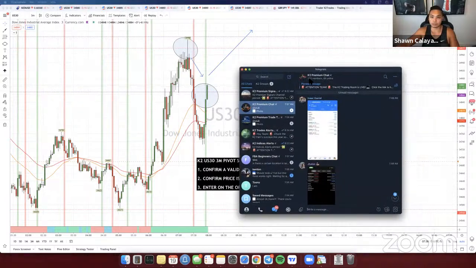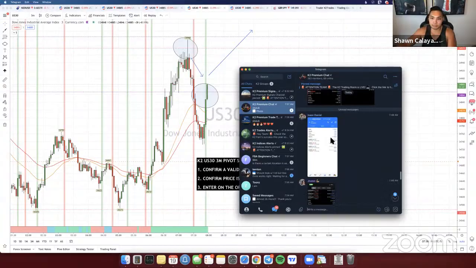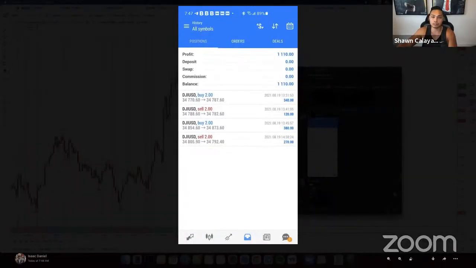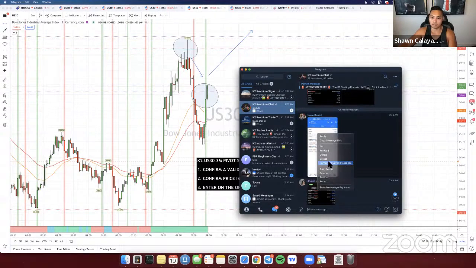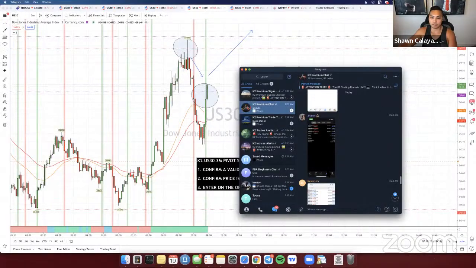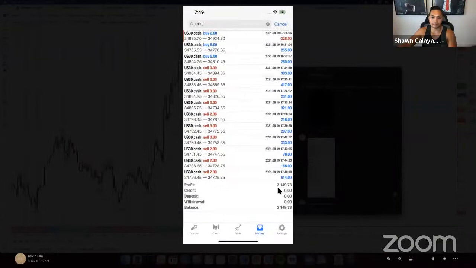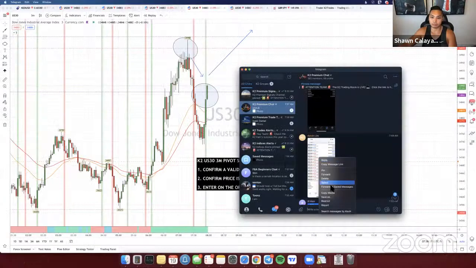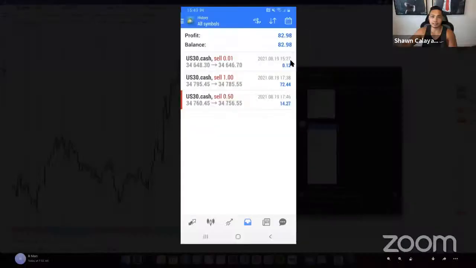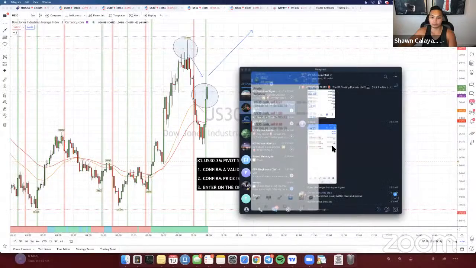Let's see, looking at everyone's profits so far after that move right there, Isaac locked in 1,110. Great work, Isaac. Jalon over here locked in 6,315. Nice work, Jalon. Kevin Lim over here locked in a total of 3,149. Killing it, Kevin. Great work. Rav over here locked in 82.98. Nice work, Rav.